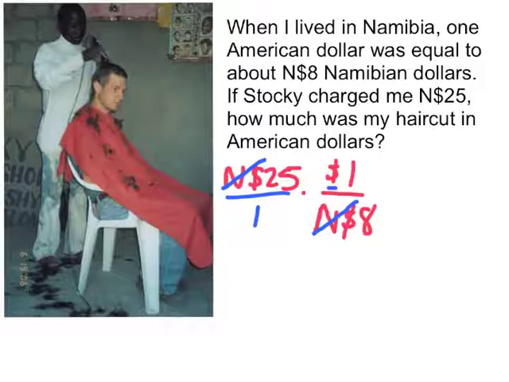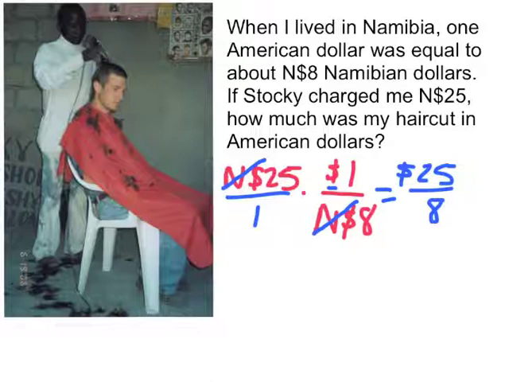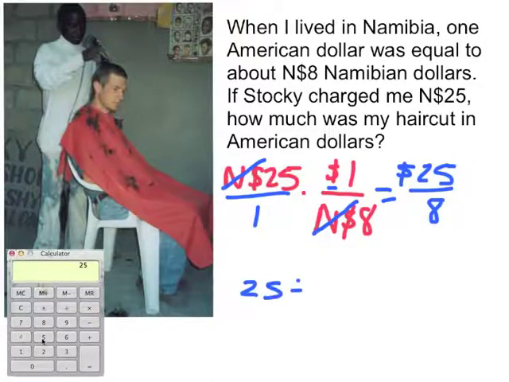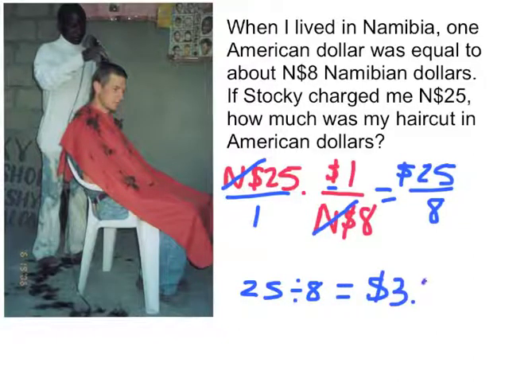Then we finish by multiplying the fractions. 25 times $1 is $25. The denominator is 1 times 8, which is 8. And we have an improper fraction again, so we need to simplify this. We want to say how many 8s go into 25. Well, we can do 25 divided by 8 equals about $3.12. So my haircut cost $3.12 in American money.